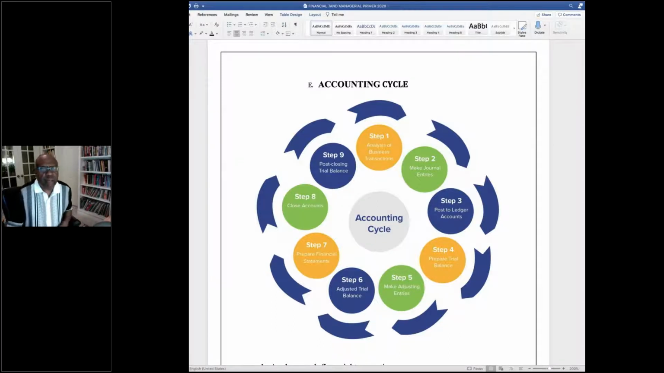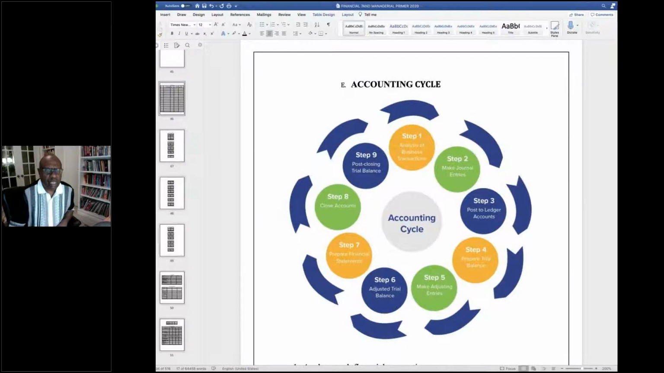We are beginning our second lecture on the accounting cycle, the starting point in learning accounting. In last class period, we looked at the first two steps. Step one, analyze a business transaction, and step two, make journal entries. Today, we'll be looking at steps 3 and 4, posting to the ledger accounts and preparing the trial balance.